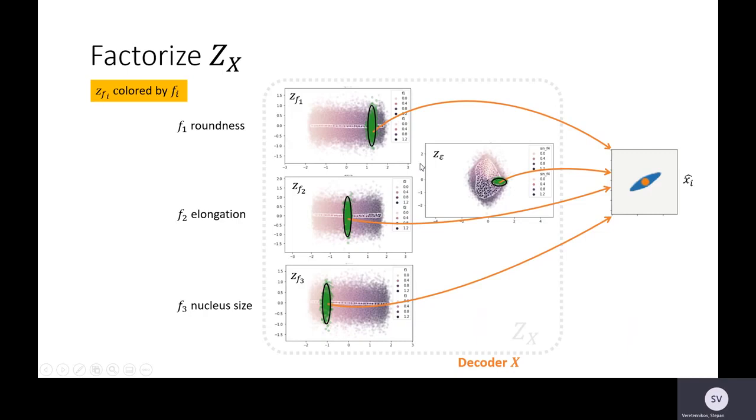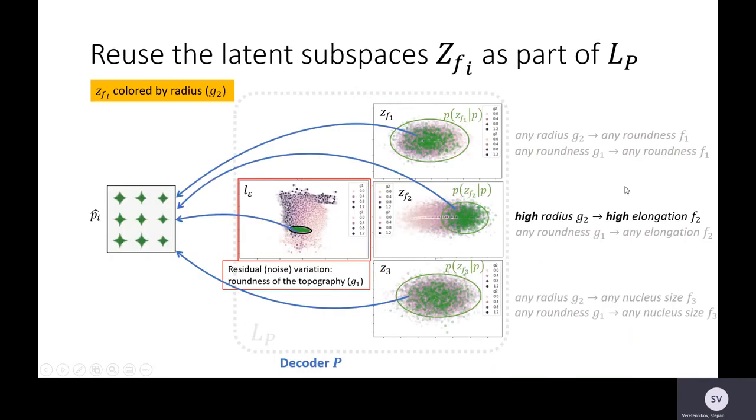As a result of this step, we are able to generate rather realistic images of cells by taking points from each of the spaces: 1 point here, 1 point here, 1 point here, and 1 point here. We pass these 4 points to the decoder and get some distribution of images, where this is a single sample from this distribution.